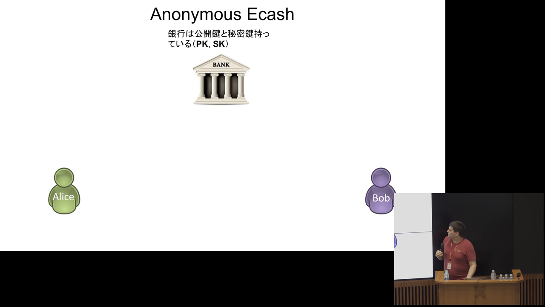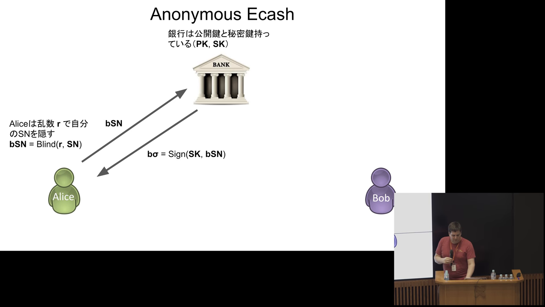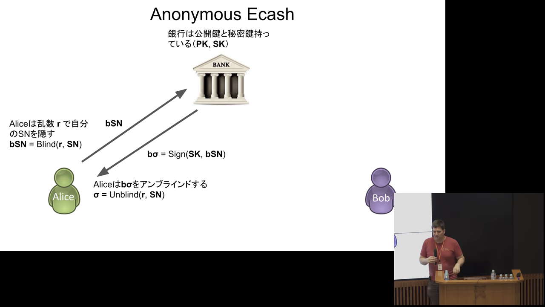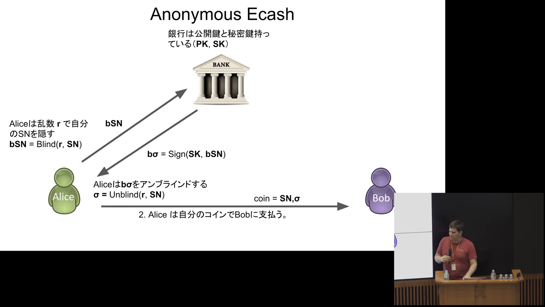So returning to our scenario before, let's use blind signatures to make this scheme private. So Alice chooses her serial number. She blinds it. She sends the blind serial number to the bank. The bank signs the blinded serial number to generate a blinded signature. Alice unblinds the blinded signature to get a regular signature. And then it works as before.